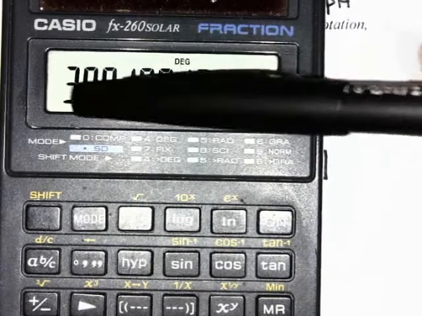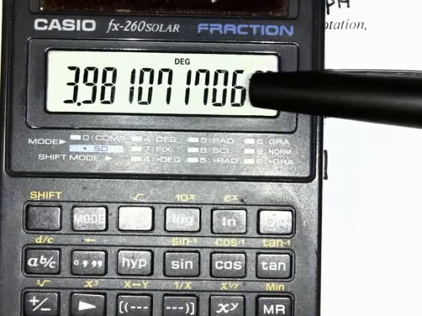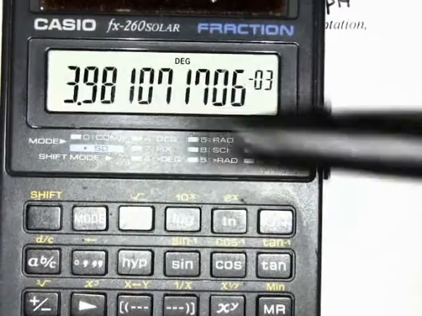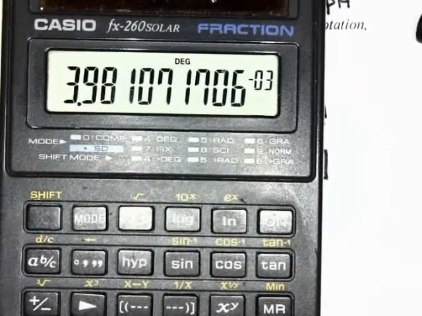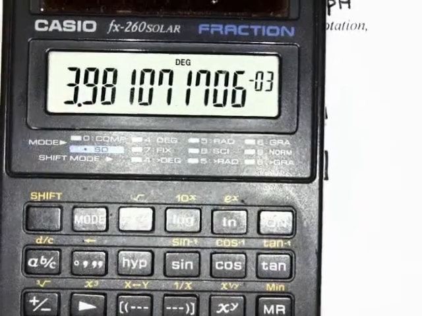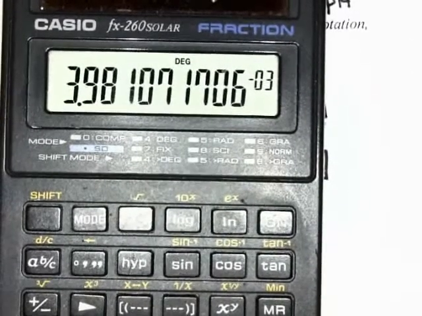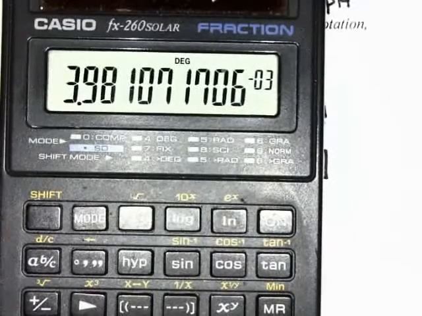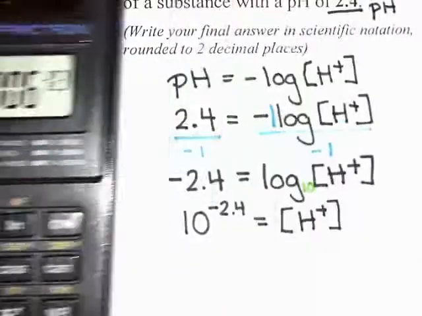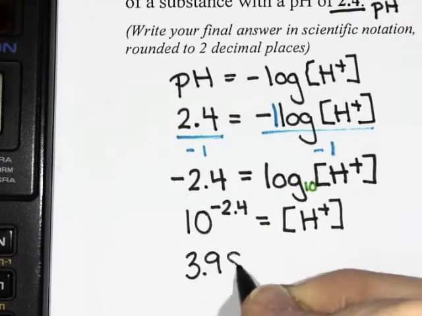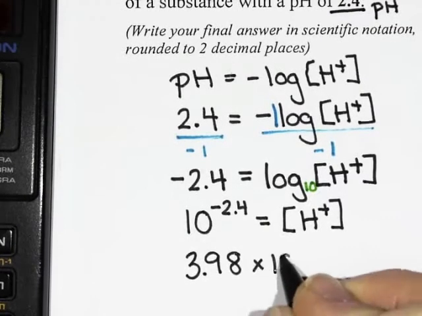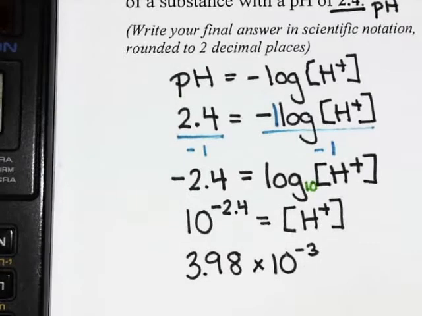And then what that means as a number is that there would be 3 zeros in front of that 3 with a decimal after the first one. So it would be 0.0039810710706. But I'm just going to write it in scientific notation, which is what it asked me for. So this is 3.98 times 10 to the -3.